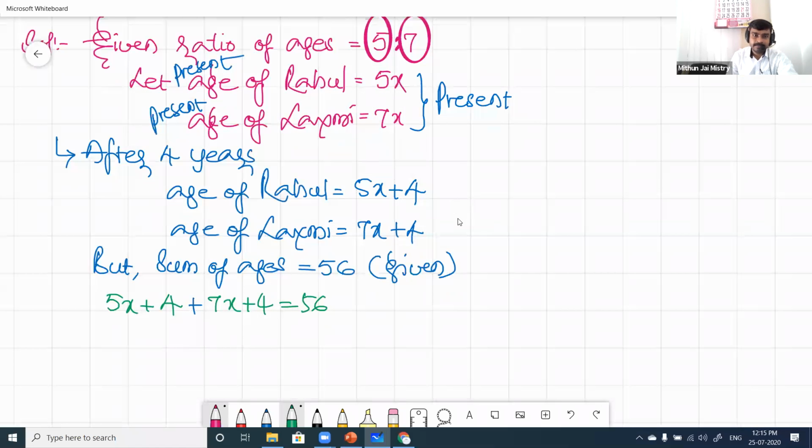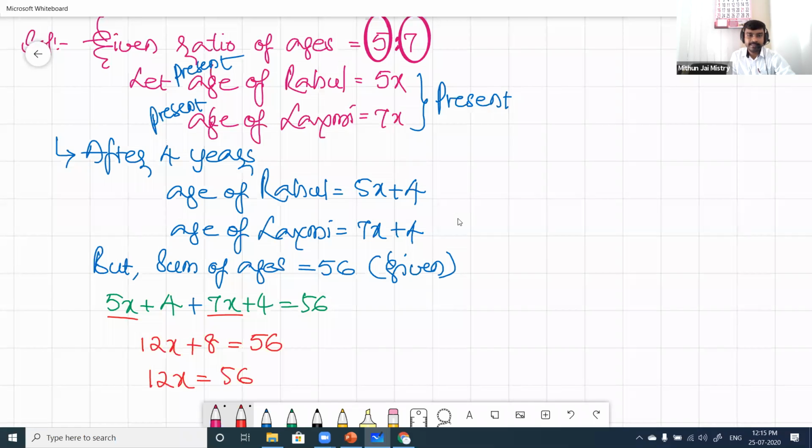What are the like terms here? The terms which have the same variable are called like terms. So when you add 5x plus 7x, you will get 12x. Plus 4 plus 4, it will be what? 4 plus 4 is 8, is equal to 56. Now take this 8 also to this side and you will get subtraction, right? So here I can write 12x is equal to 56 minus 8.